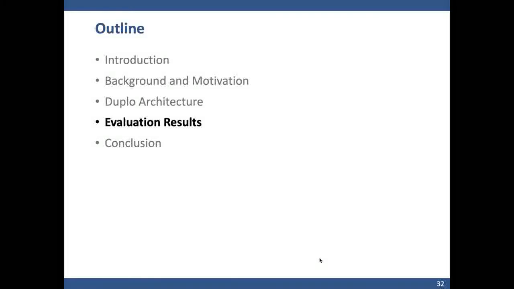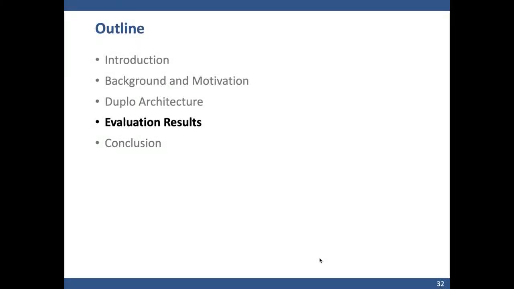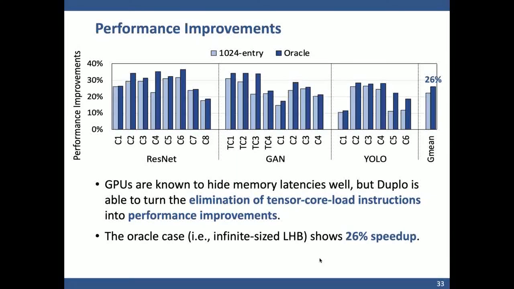Lastly, we discuss the evaluation results. We evaluated the Duplo architecture on GPGPU-Sim with Tensor Core model configured as Titan V GPU. GPUs are known to hide memory latencies well, but Duplo is able to turn the elimination of tensor core load instructions into performance improvements. For example, the Oracle case with infinite size LHB shows 26% speedup on average.